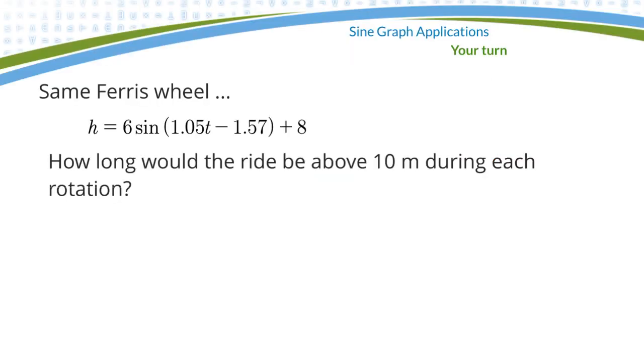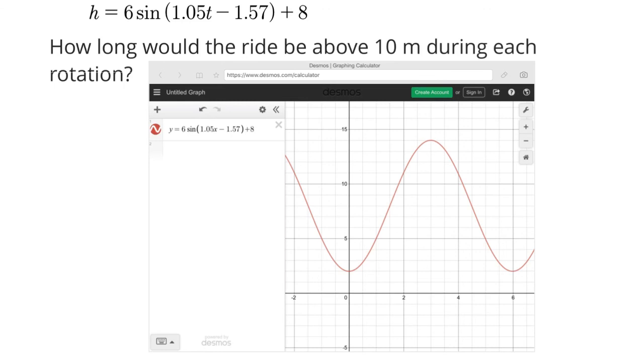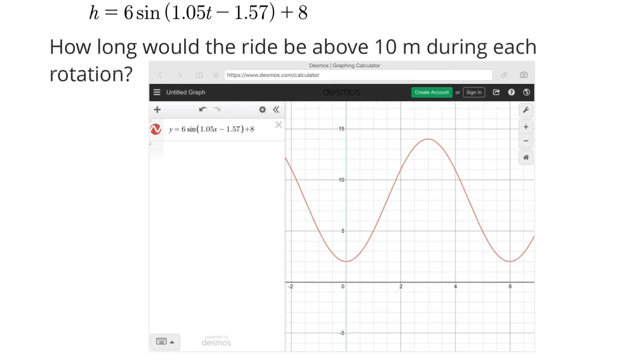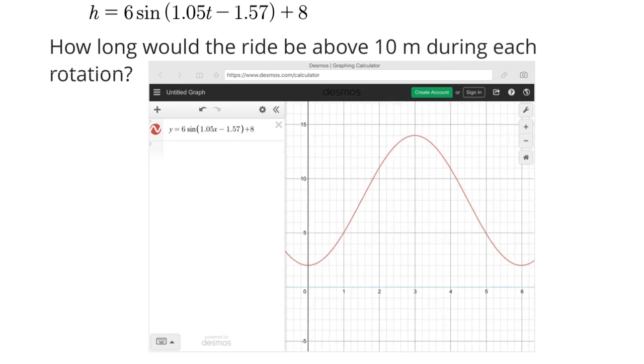So, same graph. How long would the ride be above 10 meters during each rotation? Okay, let's graph it again. Okay, I've graphed it. And I've also sort of pinched and squeezed things a little bit so I can zoom in a little bit. So for the first rotation, as the ride's going up, it says how long will the ride be above the 10 meter mark? 10 meter mark's here. So right there, it goes above, and it does it until right there.